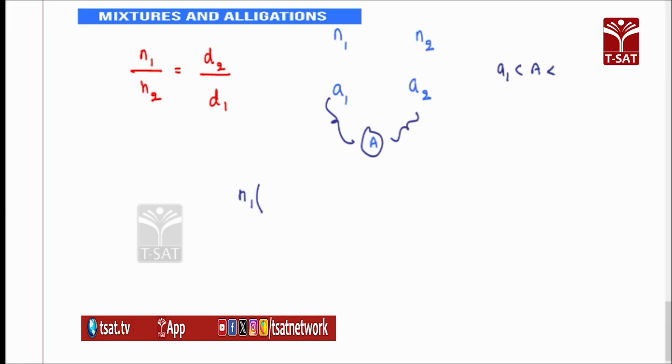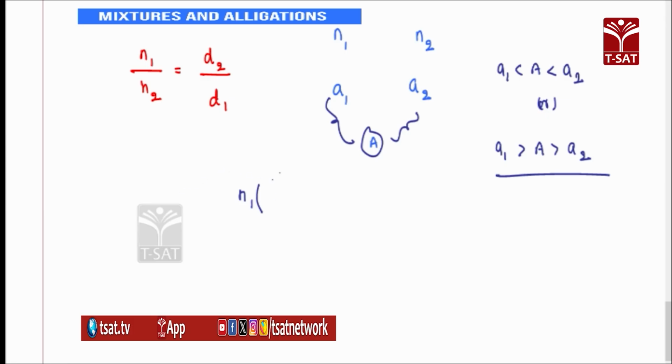It should be either the first case, or else A1 should be greater than capital A, and capital A should be greater than A2. So your capital A should always lie in between A1 and A2, because you're combining two groups. So your combined average should rest between the averages of A1 and A2. It should be in between A1 and A2 only.